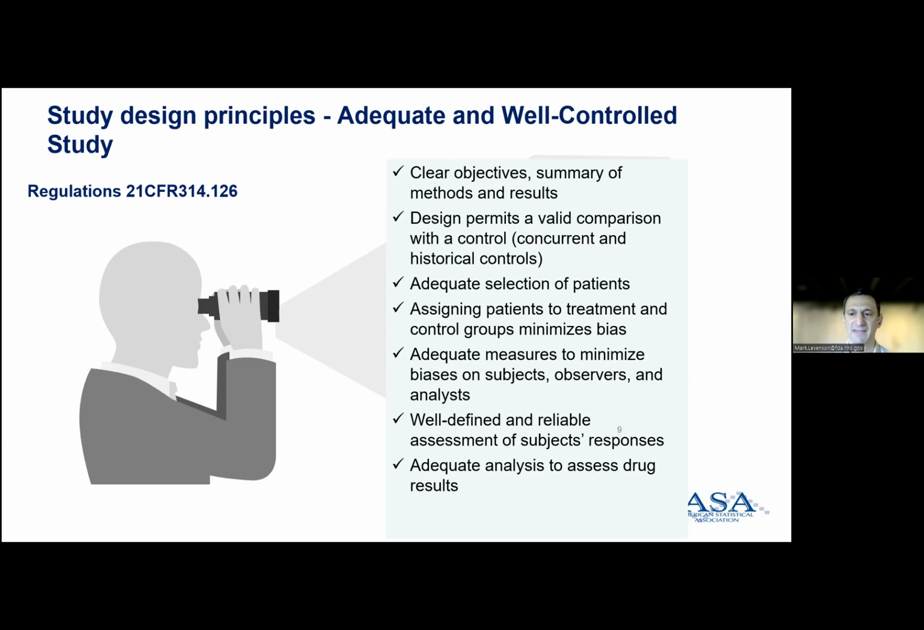Well-defined and reliable assessment of subjects' responses. Again, that has to do with outcomes. You need good outcomes, and that's something we'll talk about further in this talk. And finally, adequate analysis to assess the drug results. That's basically our area in statistics, to make sure we're doing the appropriate analysis to come up with valid estimates. So that's what an adequate and well-controlled study is, and I tried to emphasize how it might relate to real world evidence.